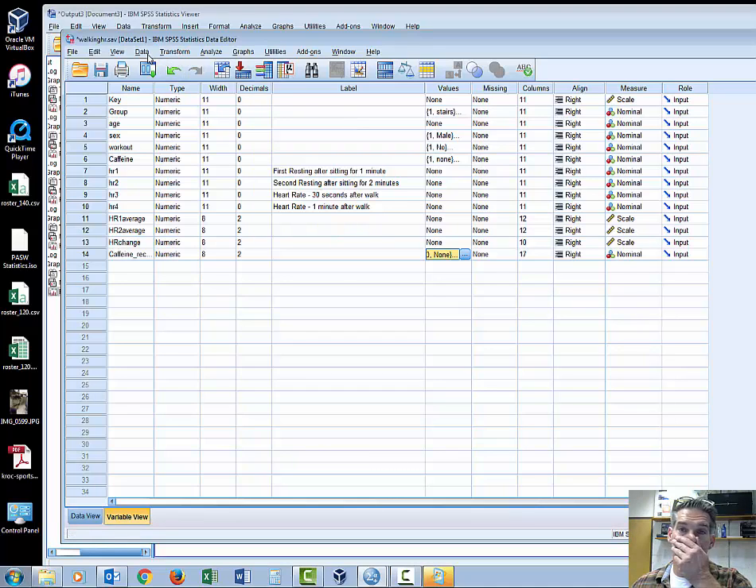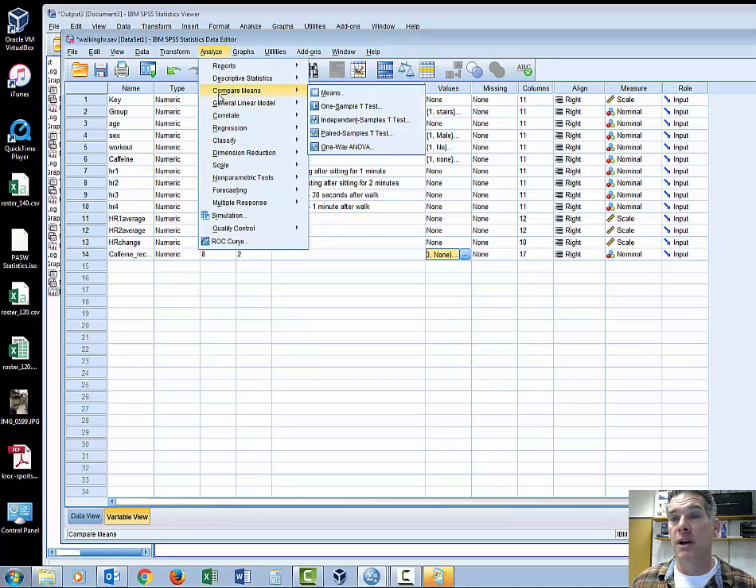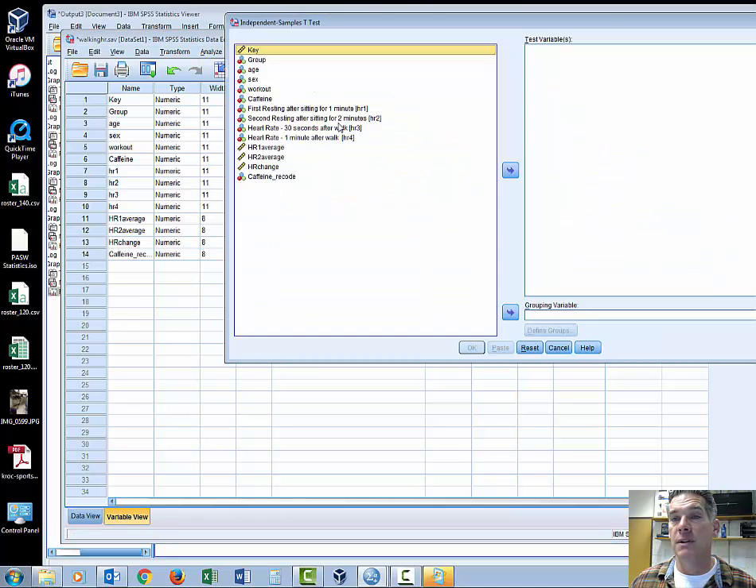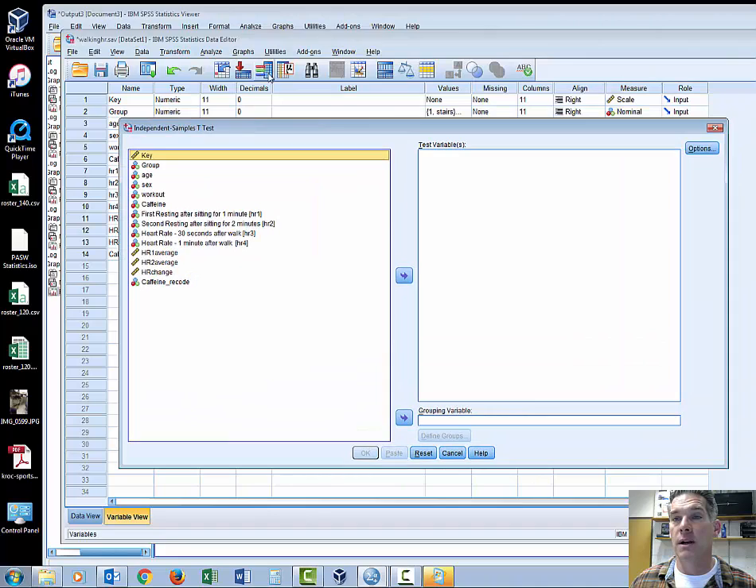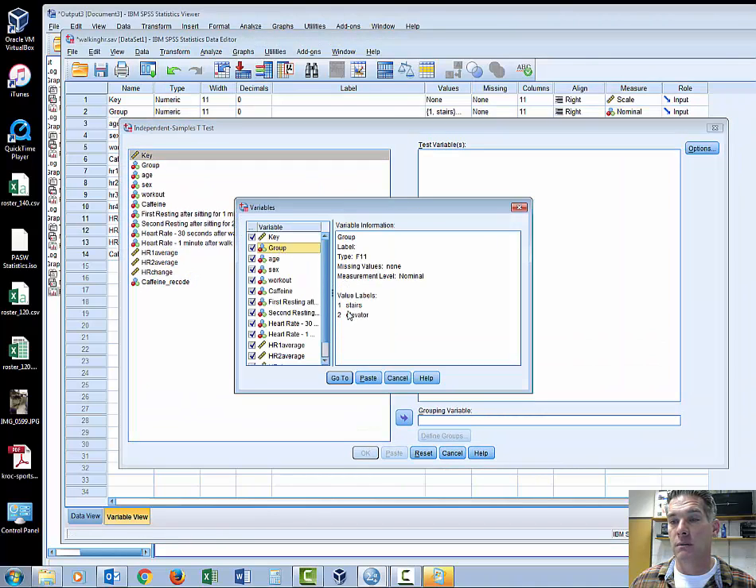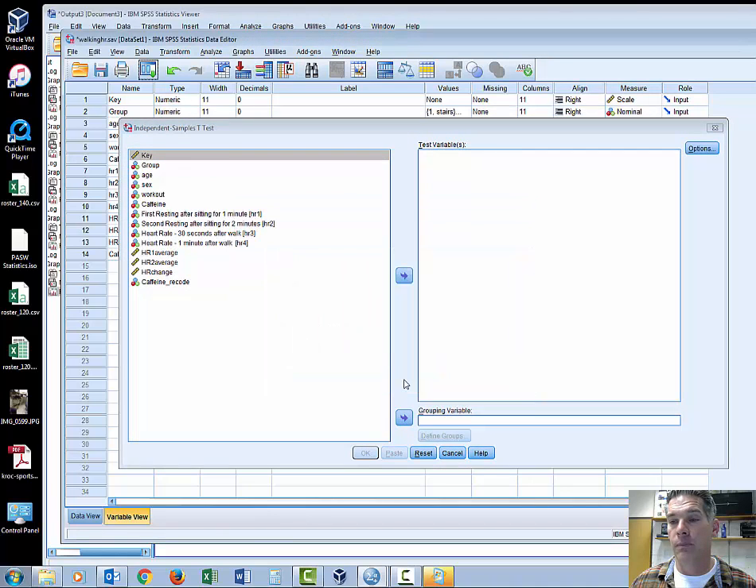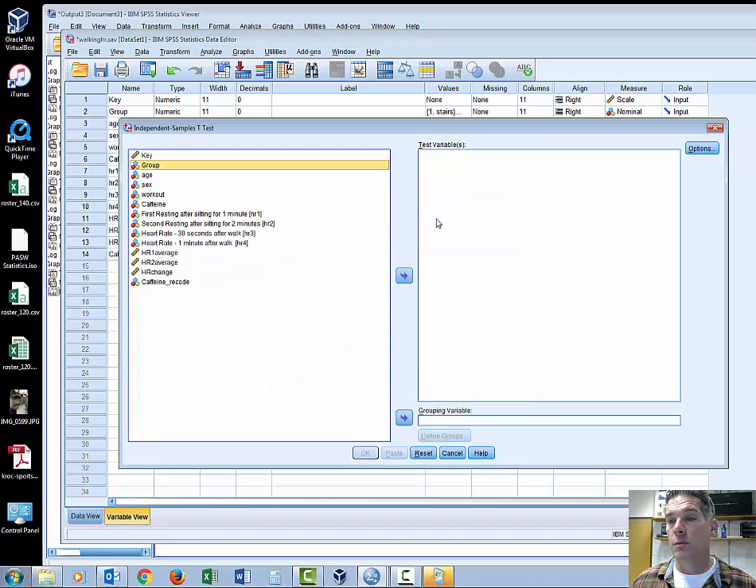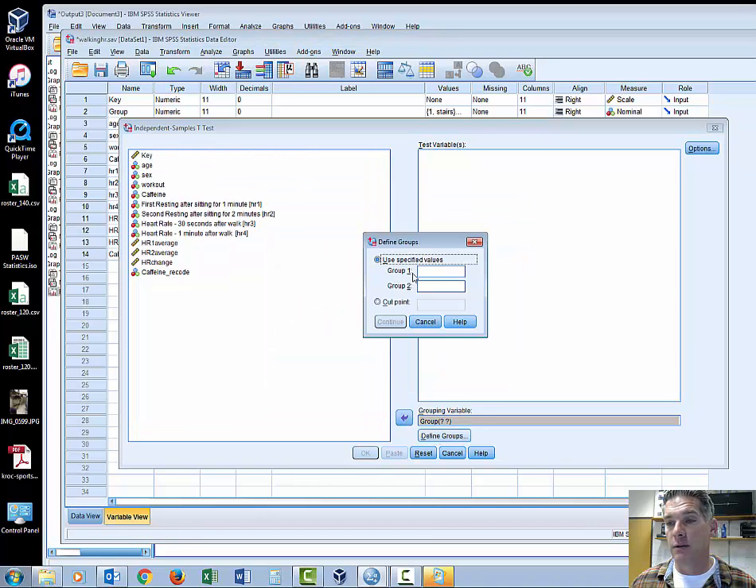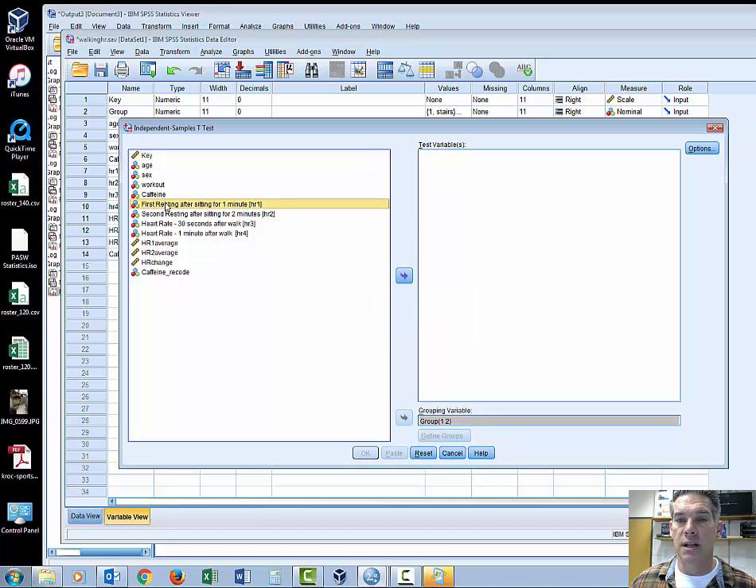Then let's look at our primary hypothesis. Does taking the stairs affect your heart rate? There are two groups, so we need to do a t-test, compare means, independent samples t-test. Before I go on, I want to make sure I know what my groups are: 1 and 2. So group goes down to the grouping variable, define groups, 1 and 2. Continue.